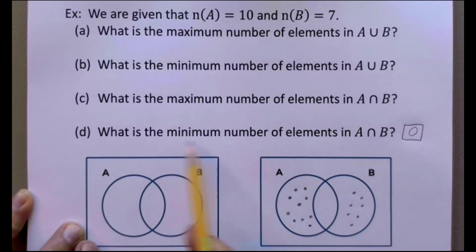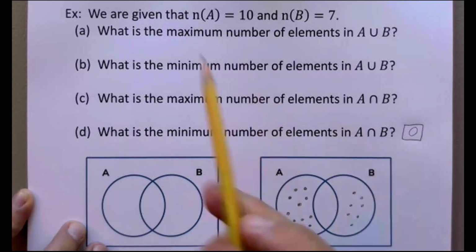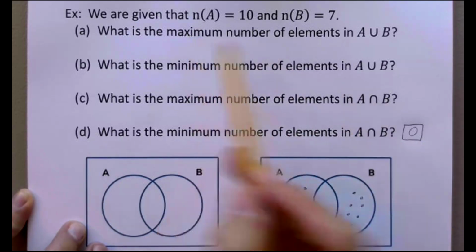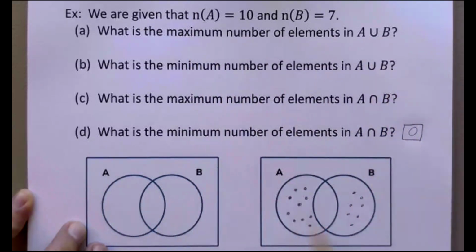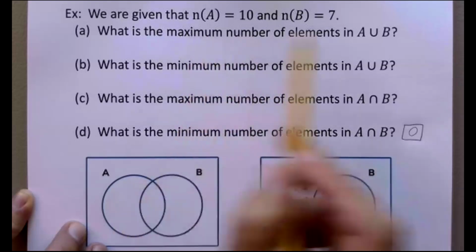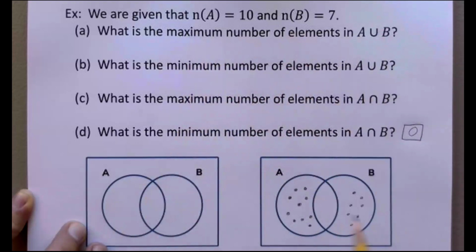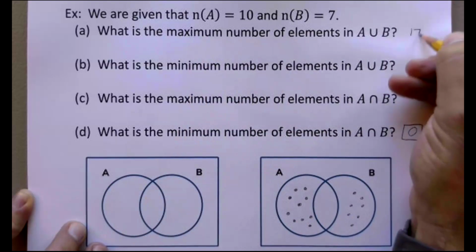Of course, that's the minimum. You're not going to get any smaller than 0. We can't have negative people anywhere. And so 0 is the answer for sure to part D. But by doing that, I also maximized the union. Look at this same picture right here. By minimizing the intersection, I also maximized the union. I have 17 people represented here, right? There are 10 here and 7 here. 10 plus 7 is 17.